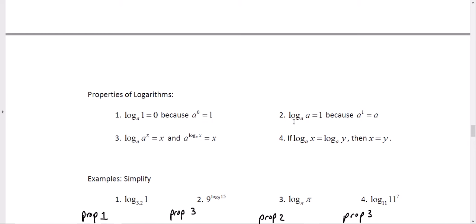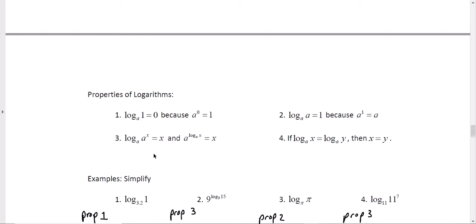Moving across, number 2. Remember, a log is just a power. So this is saying the power to which I raise a in order to get a must be 1. And our verification over here in exponential form, a to the first equals a.